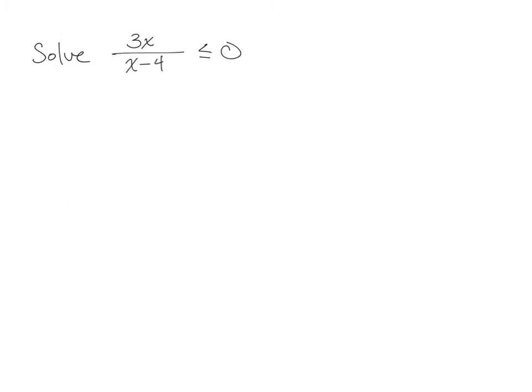Let's take a look at the next one. All right, here we go. I have 3x over x minus 4. And this time we can see that there is a less than or equal to 0. So just really quick right off the bat, we're looking for negative values. That's what less than 0 means, negative values. So first thing first, let's find our x-intercept. That is the numerator set equal to 0 and solve for x. So here's the 0. Here is the x-intercept. Fantastic.